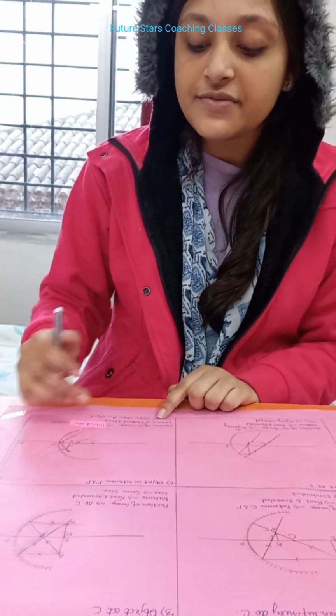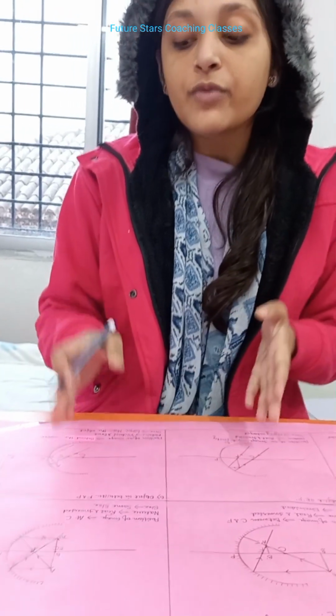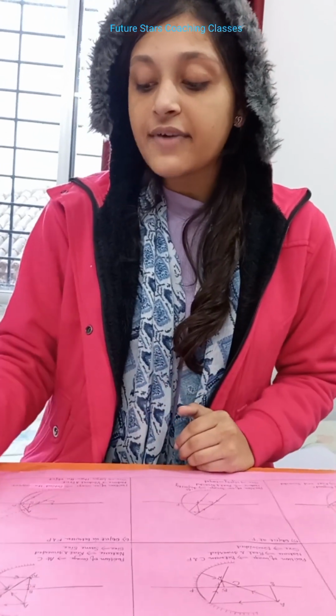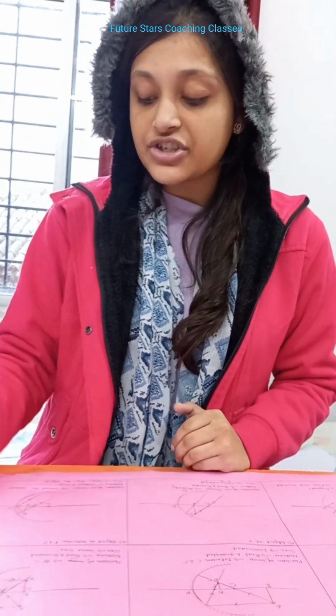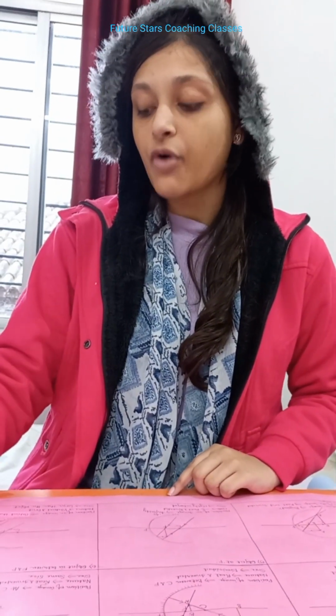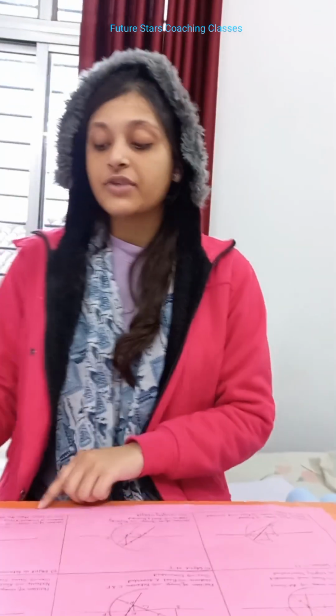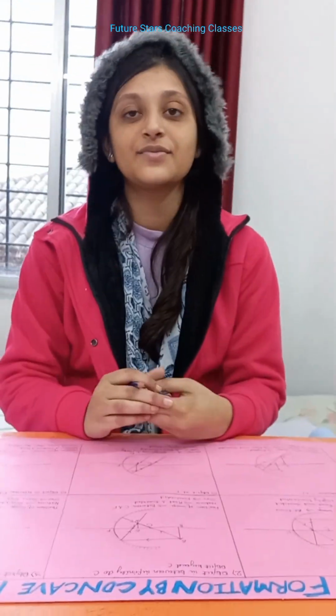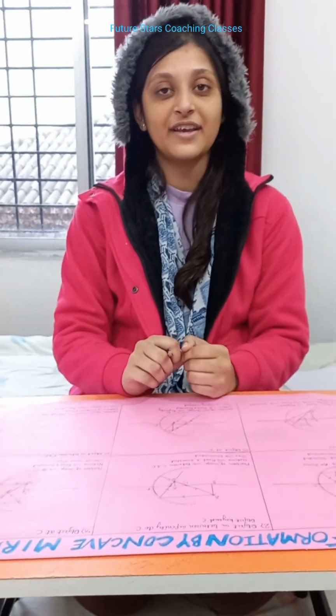And the nature is virtual and erect, because virtual and erect comes where the image is forming behind the mirror. So that is why the nature is virtual and erect. The size, obviously we can see here: the object size is smaller than the image forming over here. So the size of the image is larger than the object. These were all six cases of images forming by a concave mirror.